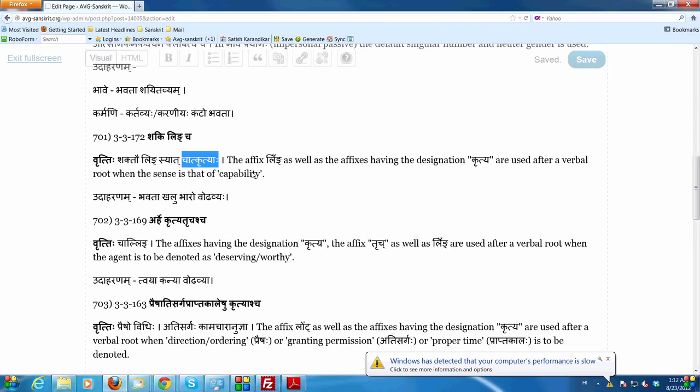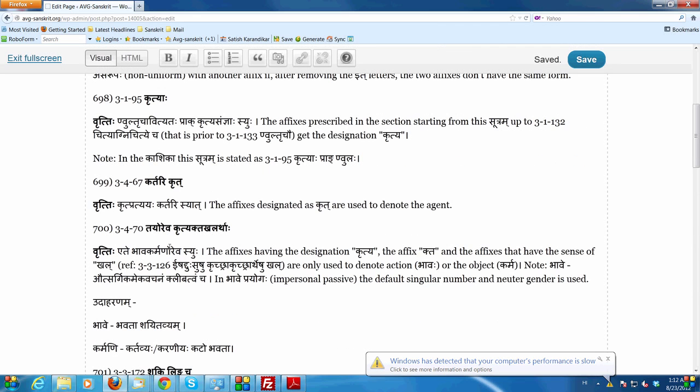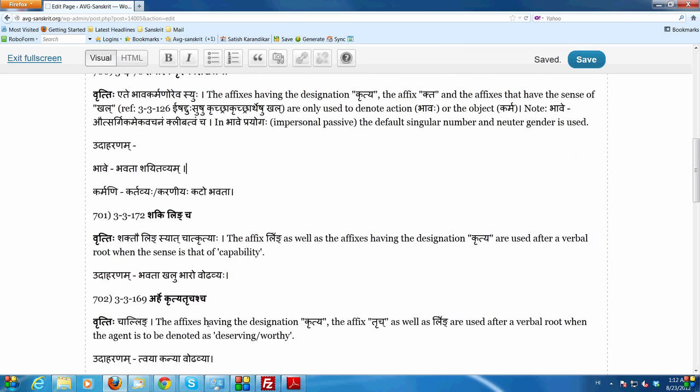This sutram is actually enough for us, 3.4.70. This is the main sutram here, that these affixes are to be used in the passive. But now we're going to look at 3 or 4 specific rules in 3.3 very quickly, in order to make sure that our kritya affixes are not overruled by the specific rules. So the first sutram we look at in that category is 3.3.172, shaki lingcha. That will be the next sutram which you need to look at.